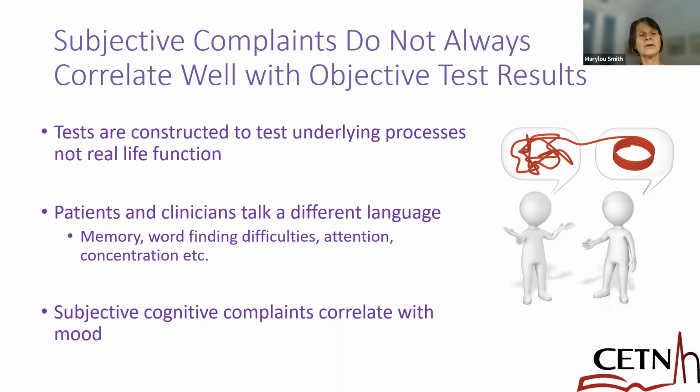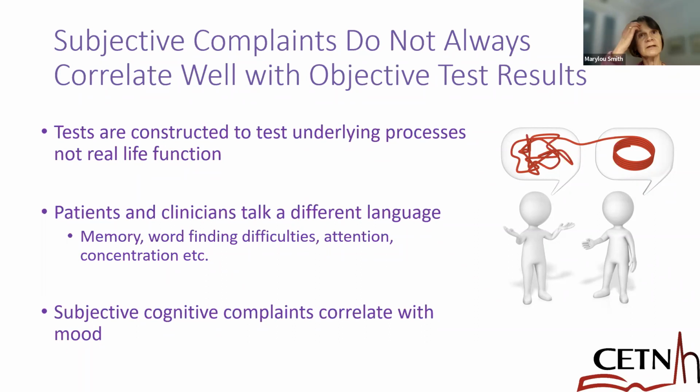So it's not uncommon for a patient to come to us and say, I have a terrible memory. And then upon evaluation, we discover that what is really the issue is that they have significant attentional problems, and that's preventing them from encoding information adequately into memory. Or what they're calling a memory problem is what we would call a language problem. They're having word finding difficulties. And we also know that subjective complaints correlate more strongly with mood than with objective test results.